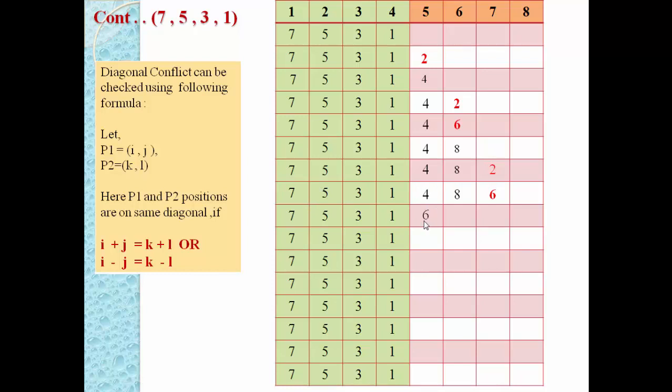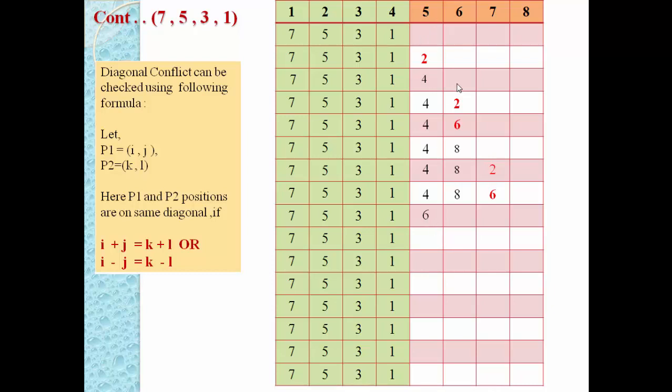So let us check whether it is on same diagonal with any previous queen. Here 5 plus 6 is equal to 11. So there is no queen here which has an addition of row and column equal to 11. Same way we need to check subtraction. 5 minus 6 is equal to minus 1. So there is no queen which has a subtraction of row and column equal to minus 1. It means that 6 is the correct answer. Here we can place our queen number 5. So our queen number 5 is now available on 5th row, 6th column.